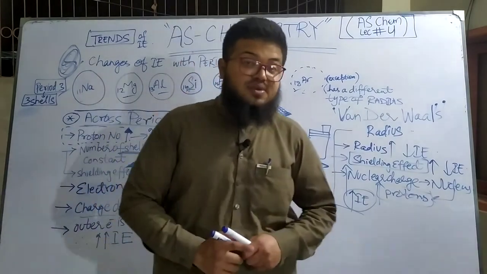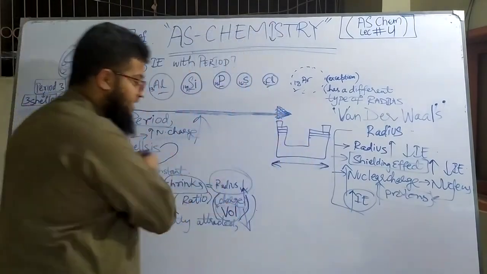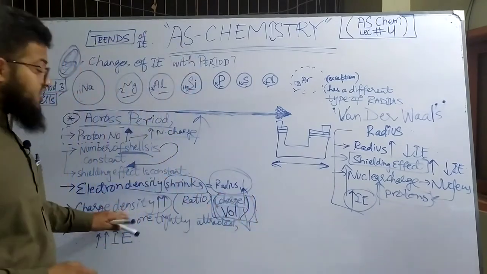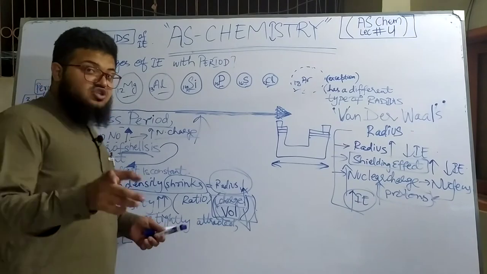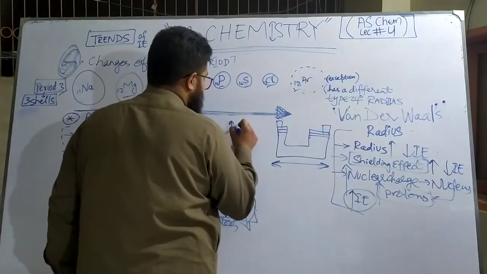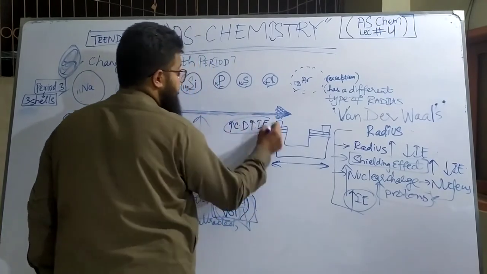That means if the volume is decreasing, again charge density has to increase. So there is actually a double effect of increase in here. Therefore charge density will also rise. And if the charge density rises, let me give you this relationship: the higher the charge density, the higher the ionization energy. This is also a factor.